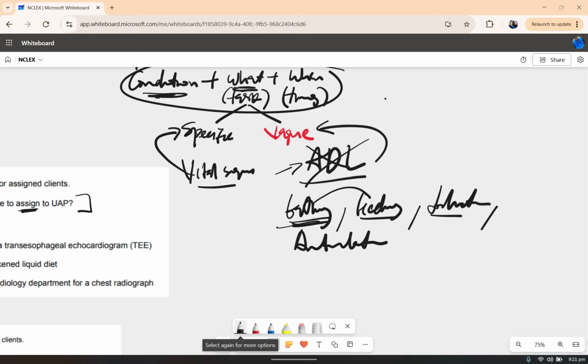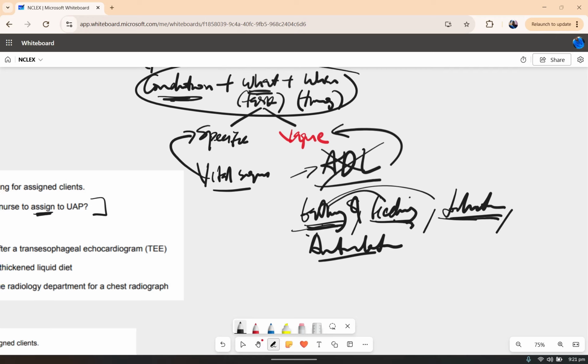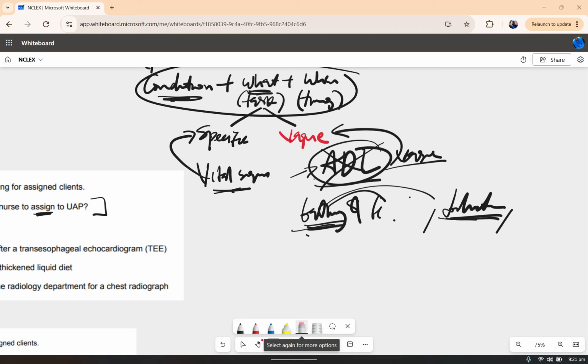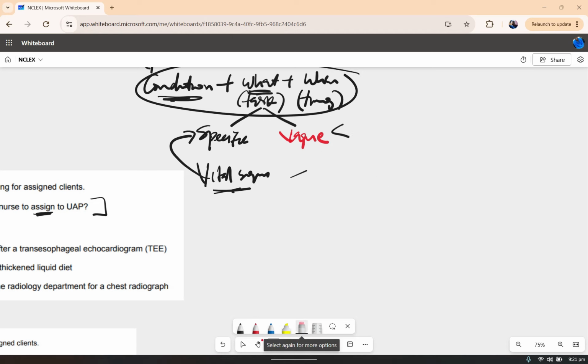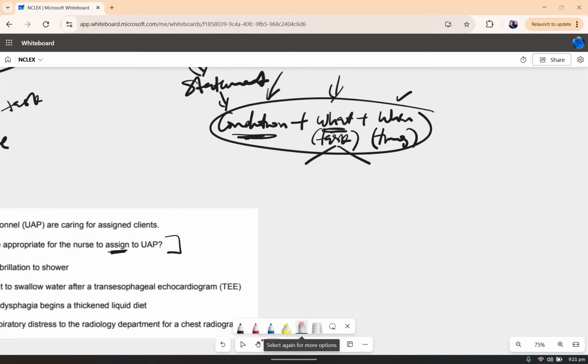Or if the client wants to do maybe two of them, you can say assist the client with bathing and feeding, assist the client with feeding and ambulating or toileting. Right. So that's how the NCLEX exam works. So if you see ADL, just know that is vague. But if you see vital signs, that is what? Specific.